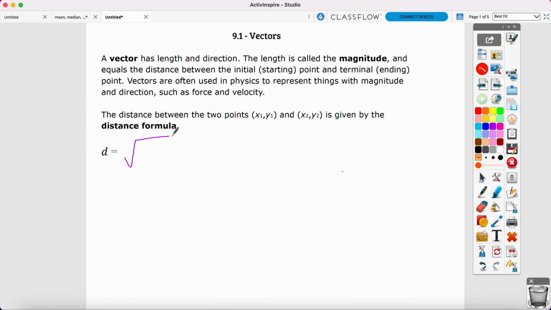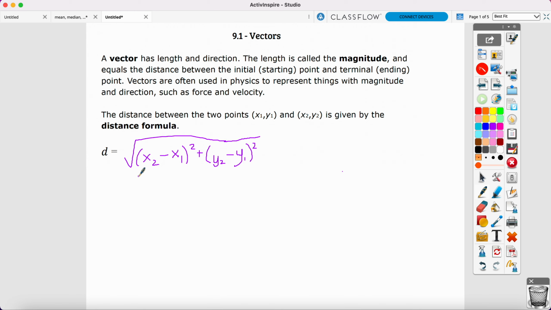D equals the square root of (x2 minus x1) in parentheses squared plus (y2 minus y1) squared. So that's the fastest way to get the distance if you know the coordinates of the 2 points for the initial starting point and the terminal ending point.